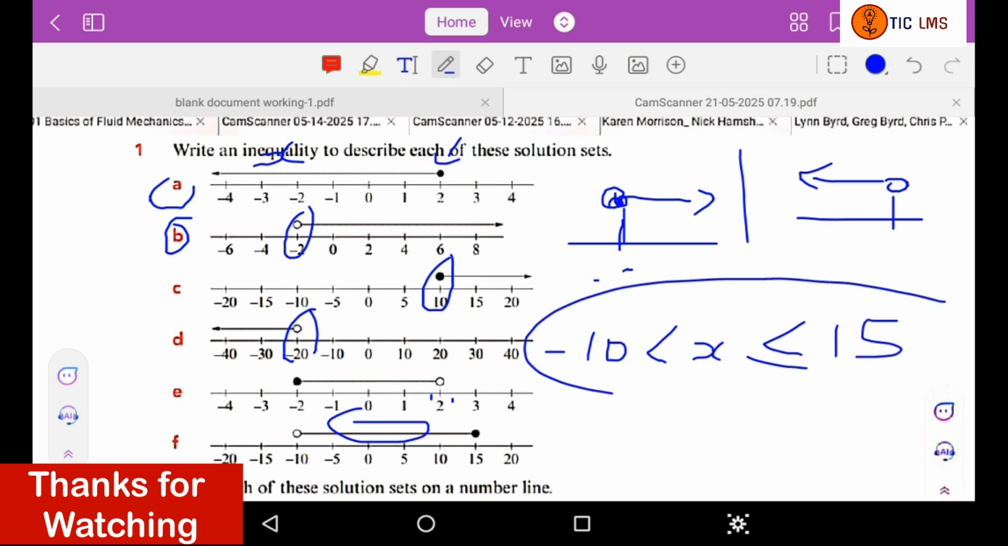This is a very, very simple and fast way of doing it. So -10 is less than x, and x is less than or equal to 15. So that is the solution for F.